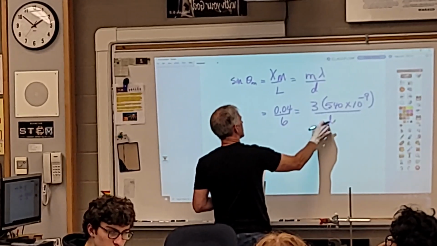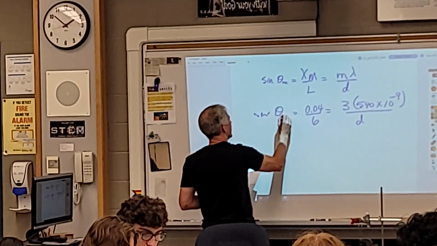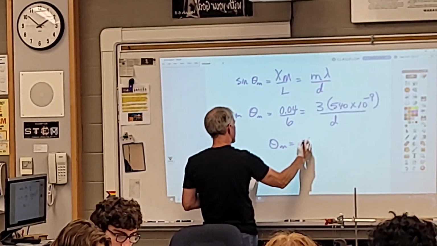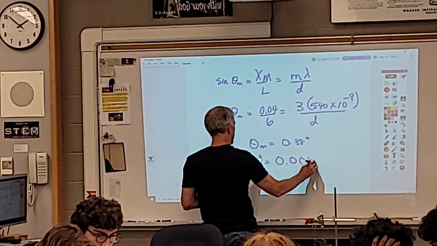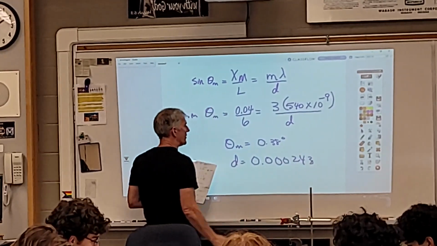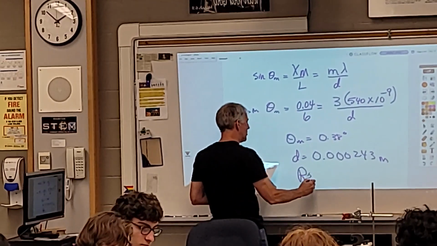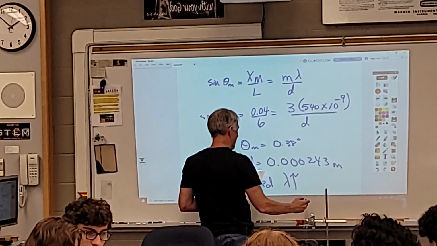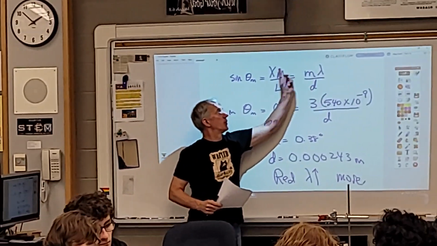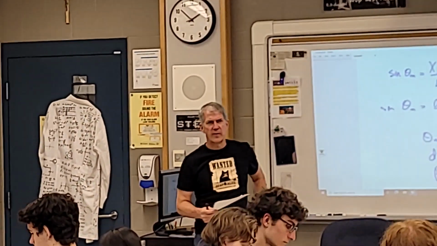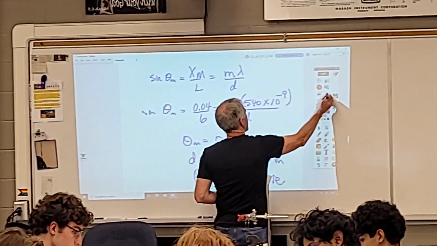So with this, you can do some cross-multiplying. You've already got that. You can also find sine inverse of this. By the way, your angle is very small, 0.38 degrees, and your distance is 0.000243, or 2.4 times 10 to the minus 4 meters. And we've got one more question. Tell me about red. Red has a longer wavelength, and that should bend more. Increasing this spreads it out even more. So for 4 marks, I was looking for those things. I didn't think that was too bad.